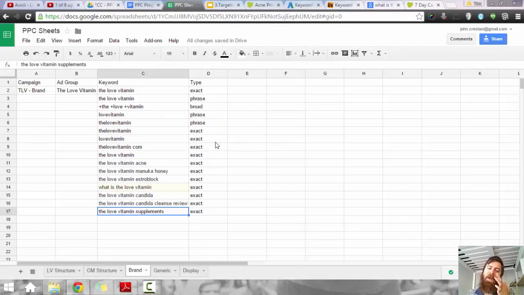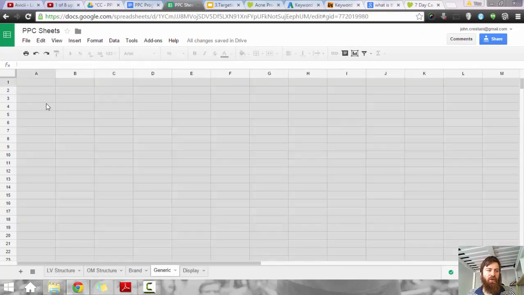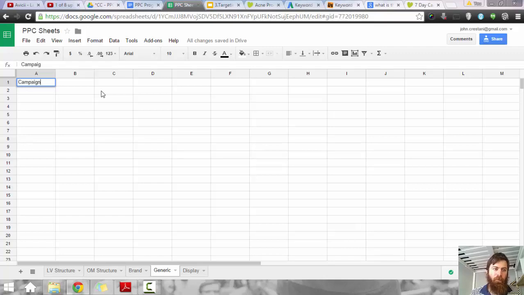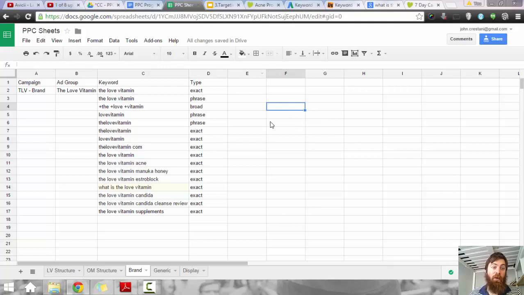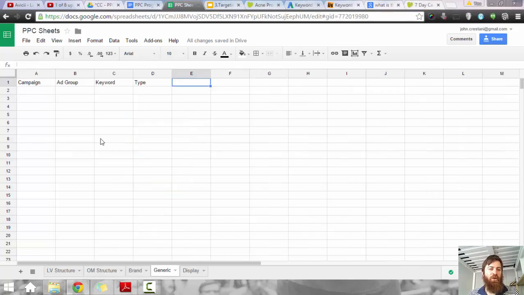So let's go back here. We did the brand campaign. Now let's do some of the generic campaigns. Again, campaign, ad group, keyword, match type. One thing I hope you know is that if you put this in manually into AdWords, you're going to have to type in quotes for phrase match, and brackets for exact match. We'll go over that when it comes to uploading everything. But in terms of this, we could upload this through AdWords Editor and it would work out. Okay, let's go to generic campaigns.